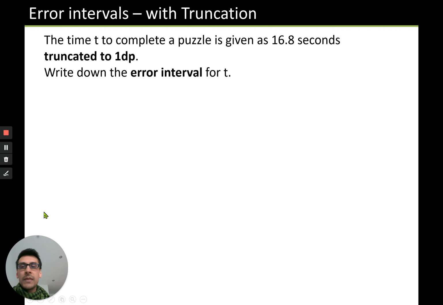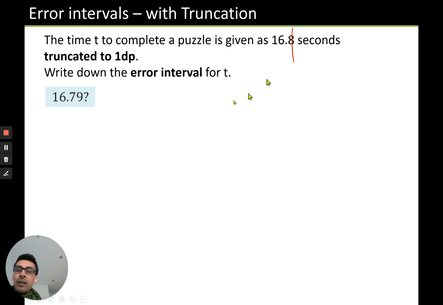The time t to complete a puzzle is given as 16.8 seconds truncated. So you can see that's been truncated to 1 decimal place. So there's some digits after that, which we don't know what they could have been, but we can work out a range of answers. Write down the error interval for that.